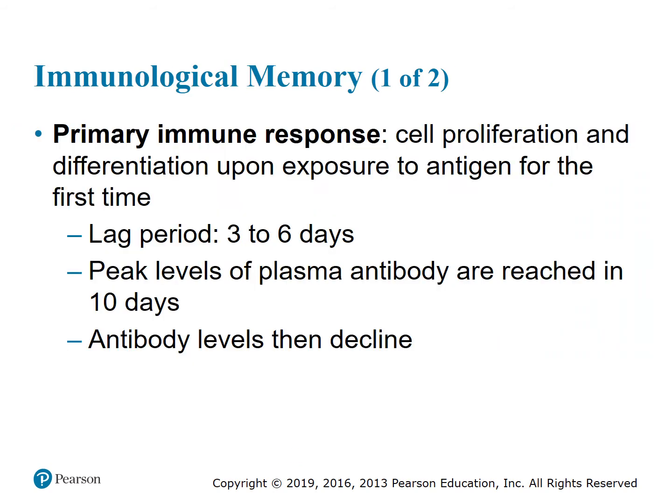Let's talk about immunological memory. So primary immune response. In a primary immune response is cell proliferation and differentiation upon exposure to the antigen for the first time. So there's a lag period between 3 to 6 days, and then peak levels of plasma antibody are reached in 10 days. The antibody levels then will decline.